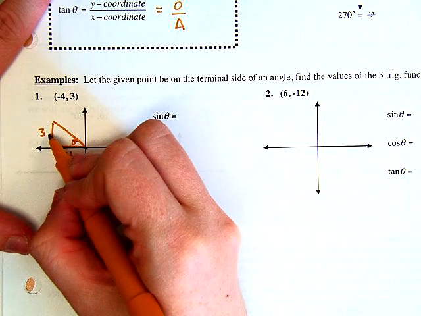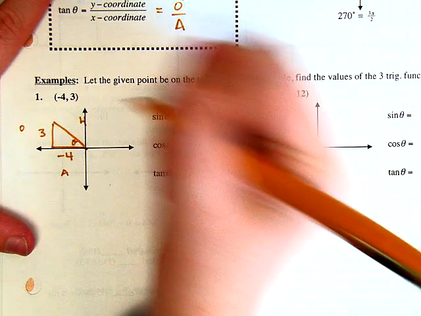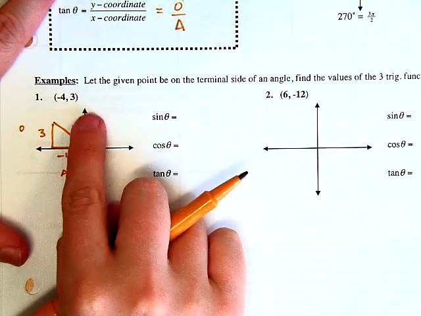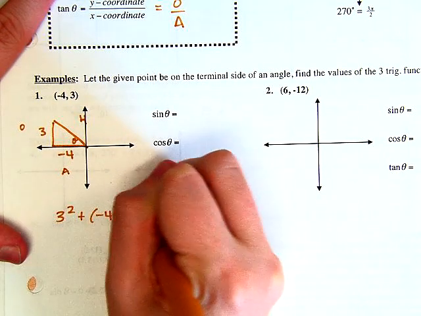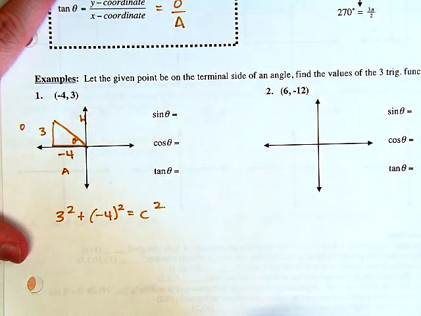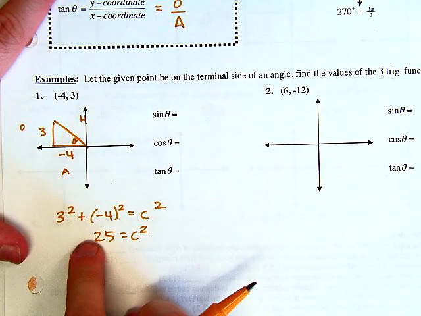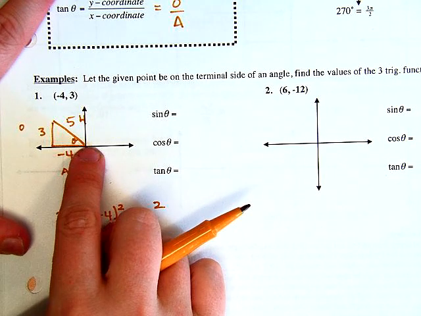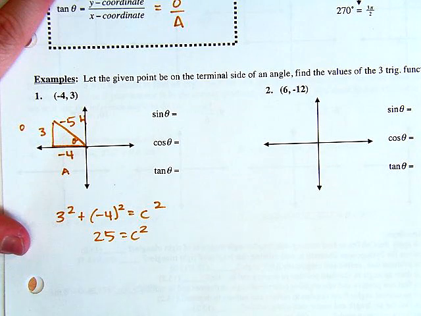So from here, I have my opposite, adjacent, and hypotenuse. And I just need to get my hypotenuse. So I'm going to do a squared plus b squared equals c squared: 3 squared plus -4 squared equals c squared. And when I solve that, you should get 25 equals c squared. So you get 5. Now here's the thing. Is that a positive line or a negative line? It's going down, so that one is negative.